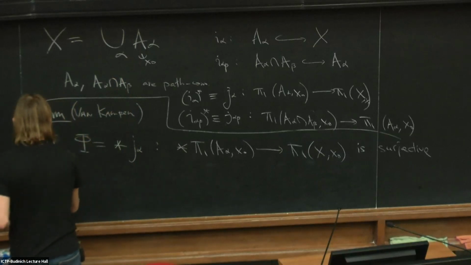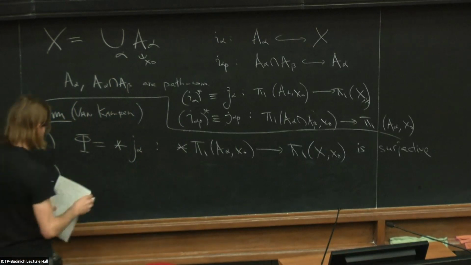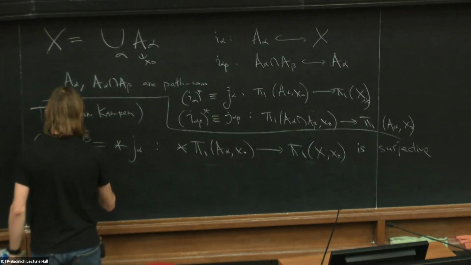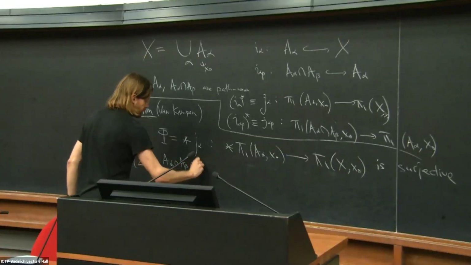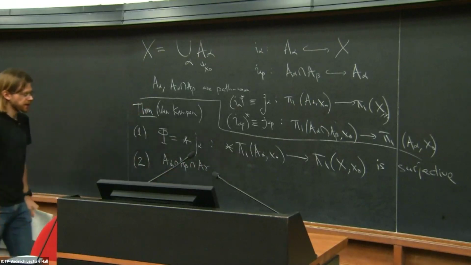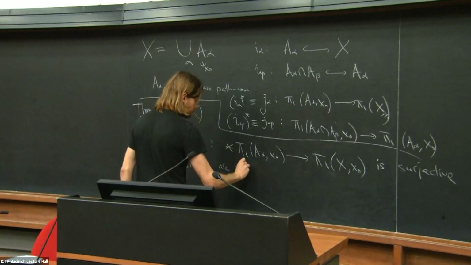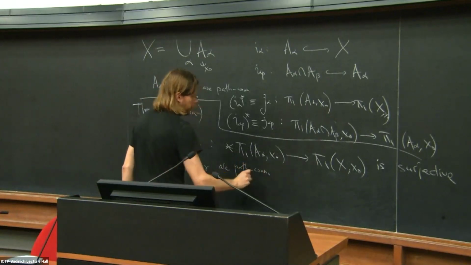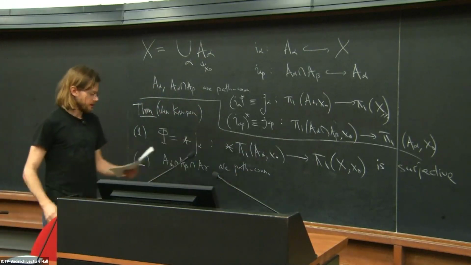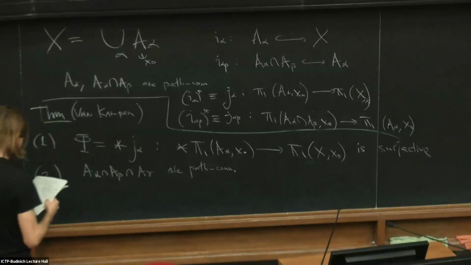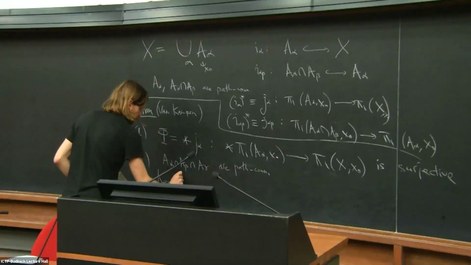And the second part assumes that all triple intersections are path connected. And then we have an explicit description of the kernel of this map. Kernel of phi.